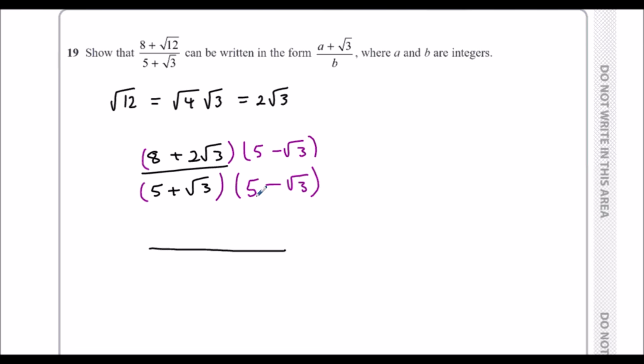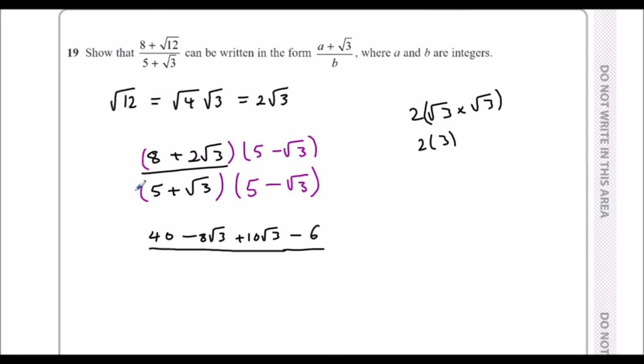So let's do the numerator first. 8 5s are 40. Positive times a negative is negative. 8 times root 3 is 8 root 3. 2 root 3 times 5 is 10 root 3. And a positive times a negative is negative. 2 root 3 times root 3. Root 3 times root 3 is 3, and 2 3s are 6.